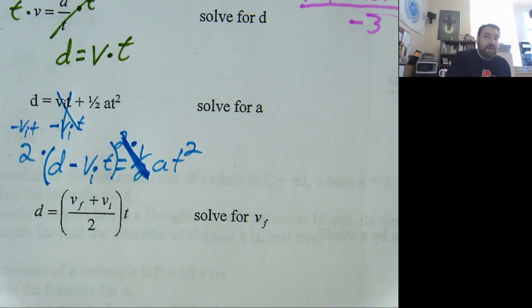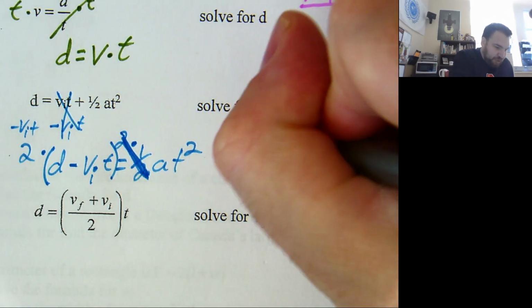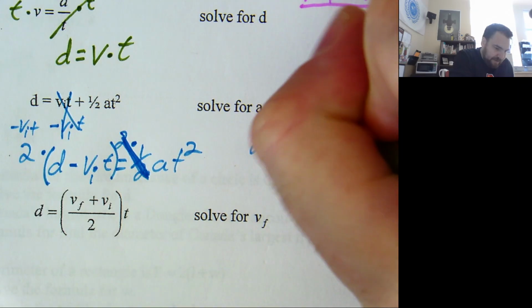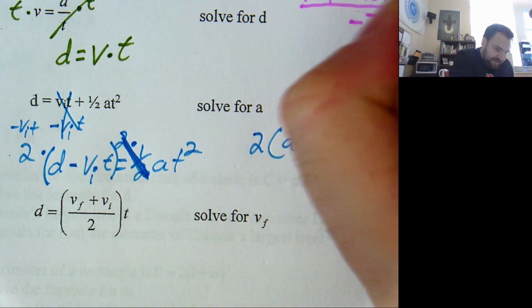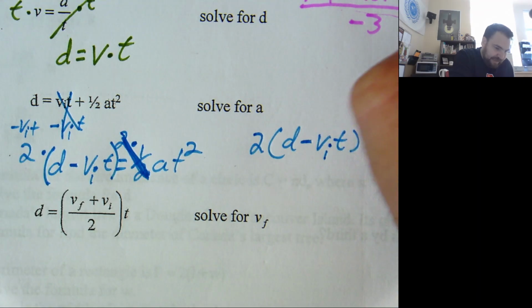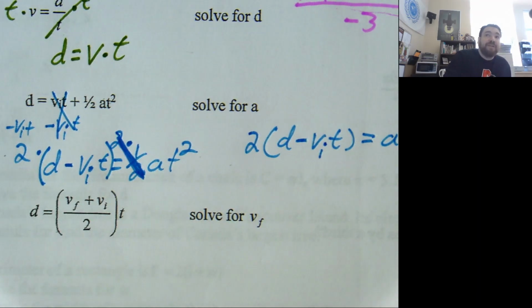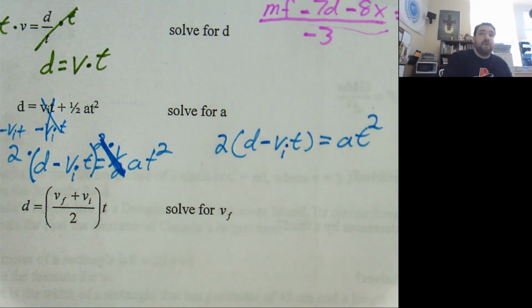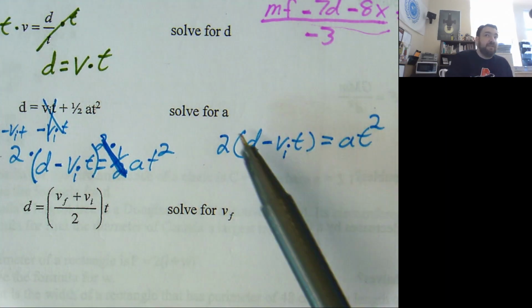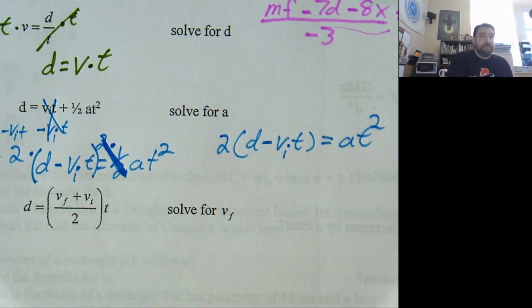I'm going to rewrite it over here. You can leave it as 2 bracket d minus vit, and that's going to equal at squared. You can leave it looking like this without distributing this in. And then we've got one more step.